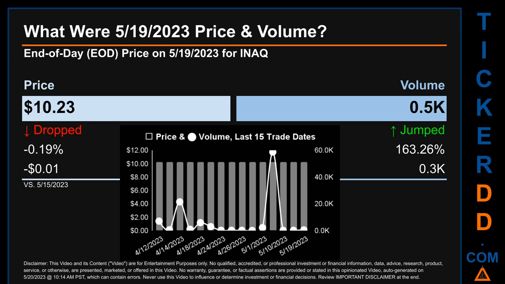The graph shows price and volume for the last 15 trade dates. Across a range of 6 cents, the max and minimum end-of-day price were respectively 10.28 and 10.21. Volume saw a range of 58.6 thousand, from a day low of 0.1 thousand to a day high of 58.7 thousand.